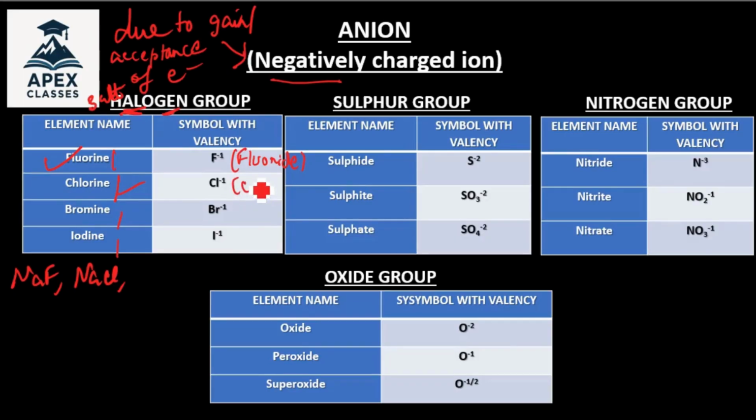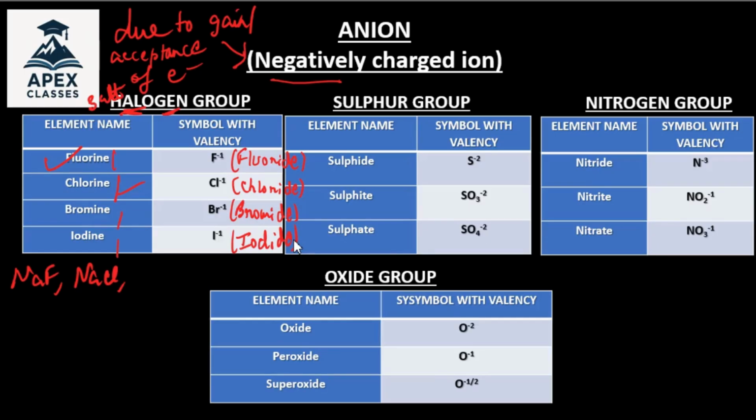Cl⁻ will be known as chloride, Br⁻ will be known as bromide, and I⁻ will be known as iodide. So keep this in mind, fluorine is not F⁻, fluorine is an atom, so it will have no charge, its charge is 0. When it converts to the ionic form, it will become fluoride. Chlorine becomes chloride, bromine becomes bromide, and iodine becomes iodide.